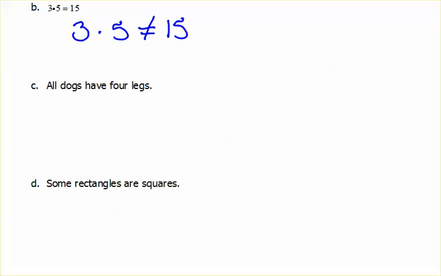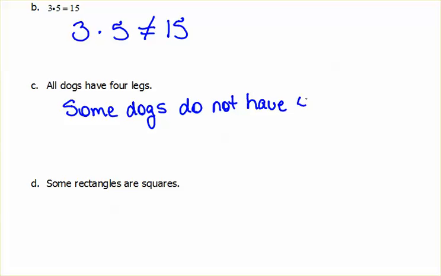So all dogs means every single one of them. So what would make that sentence false? If I could find just one example where that was not true, then that would make that a false statement. So I could say some dogs do not have 4 legs. That makes that a false statement.